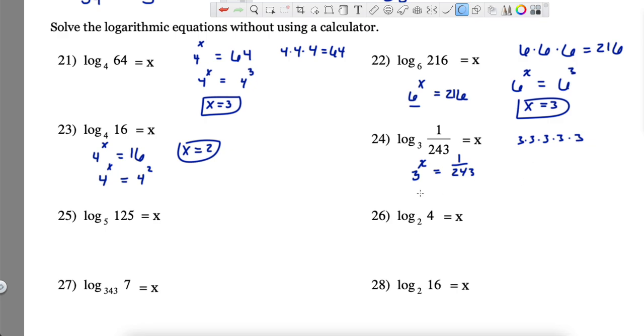So 3 to the 5th is 243, but I need it to be the reciprocal of that, so we're going to put a negative on the 5. And so x is going to be negative 5.